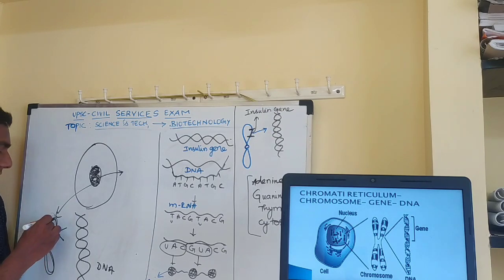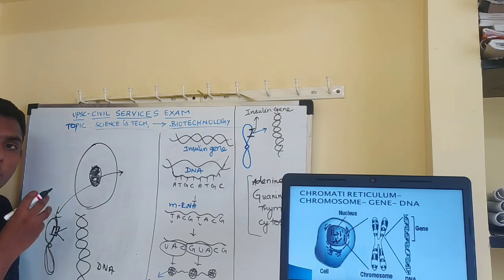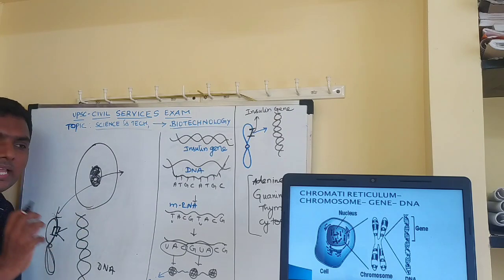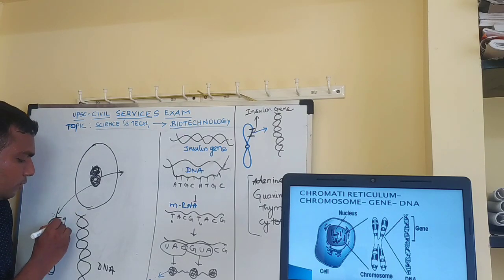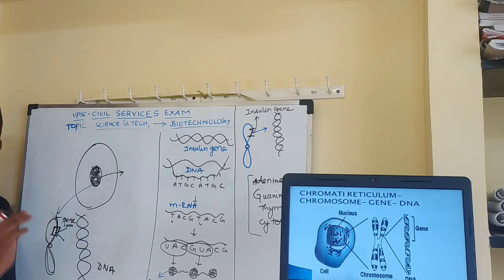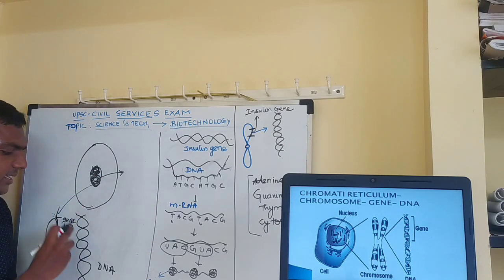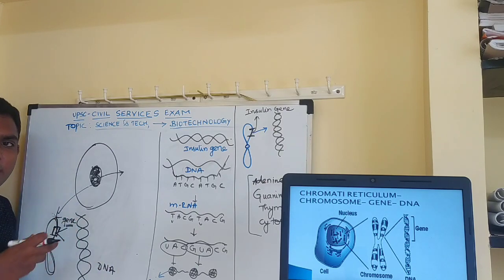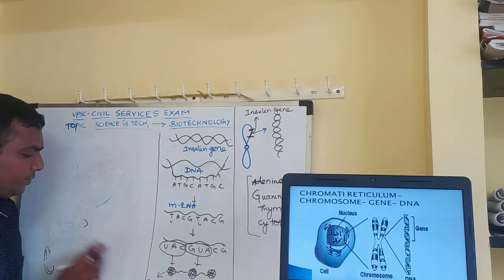Then what is a gene? In this chromosome, a particular part will code for a protein or an enzyme. Such a region is called a gene. A part of a chromosome that codes for a protein is called a gene. So here you have chromatin reticulum, then chromosome, and within the chromosome the functional part is called a gene, and all of this is made up of DNA.